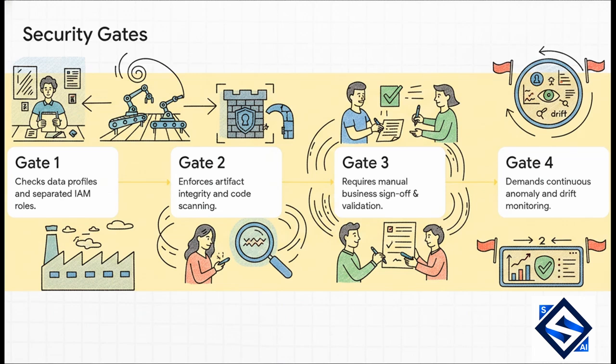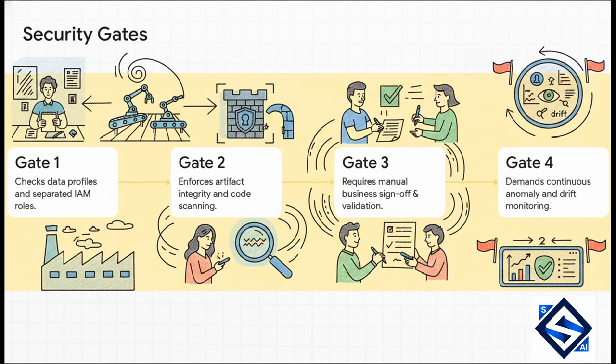Gate 1 sits between the studio and the factory floor, ensuring notebooks are translated into proper pipeline code, and that IAM roles are completely separated. Gate 2, that is your strongest automated gate. It scans for vulnerabilities and checks artifact integrity before code can even be considered for a release.